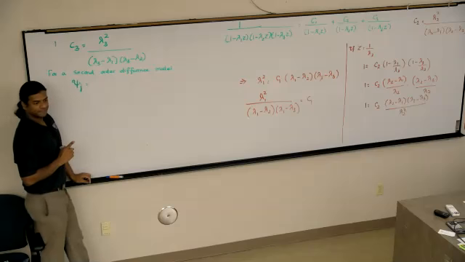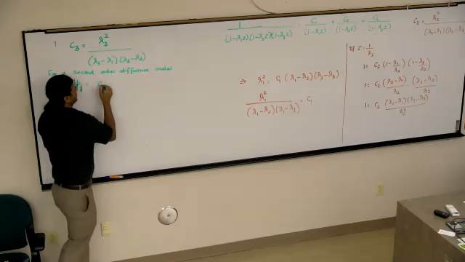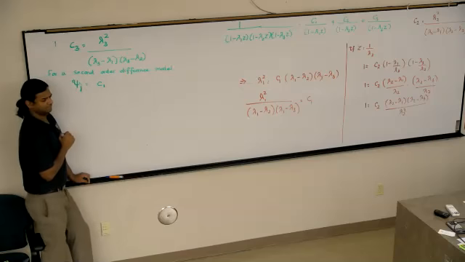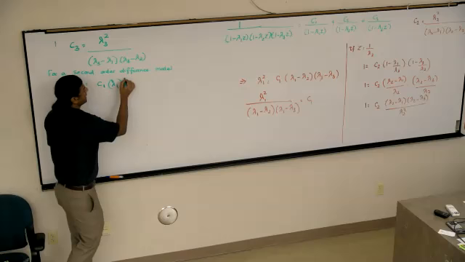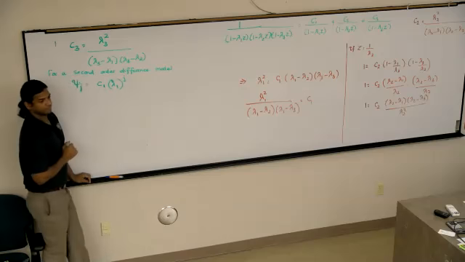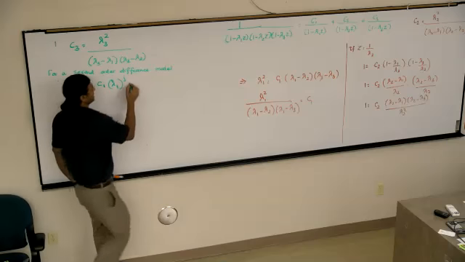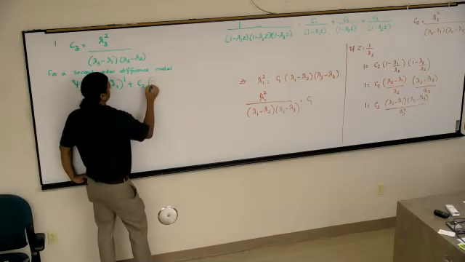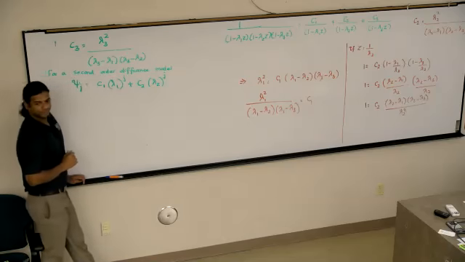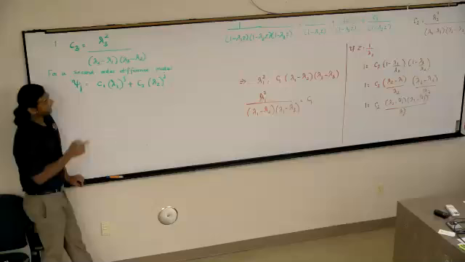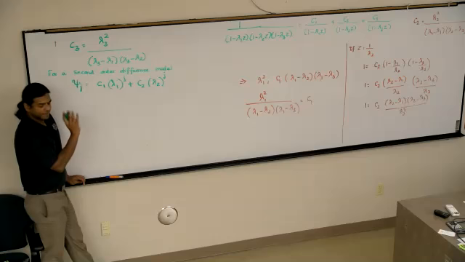we ended up getting C1 lambda 1 raised j, plus C2 lambda 2 raised j. That's for a second order difference equation, and that's how we found psi j.